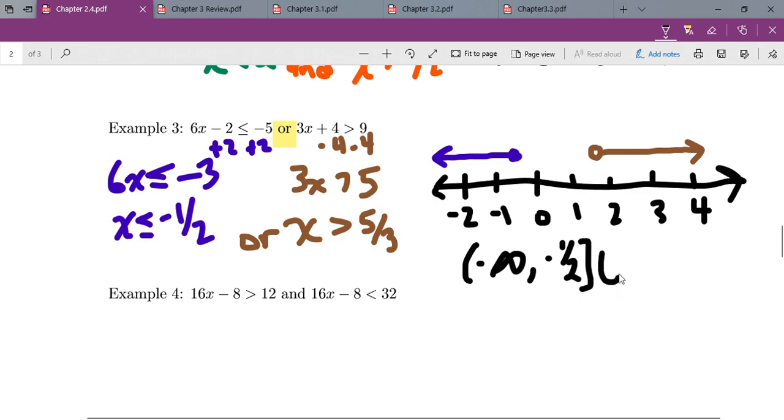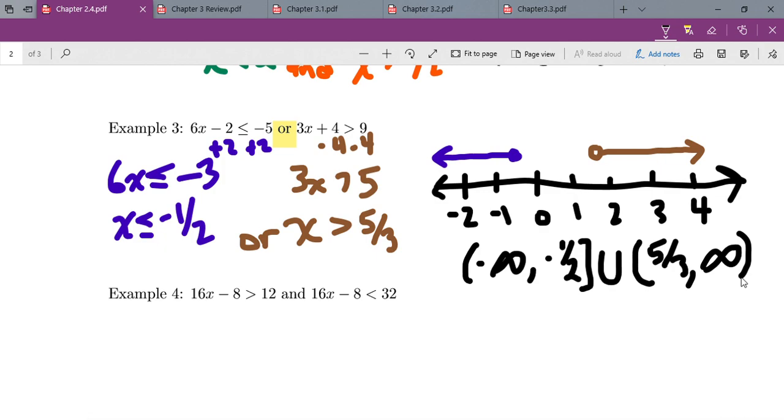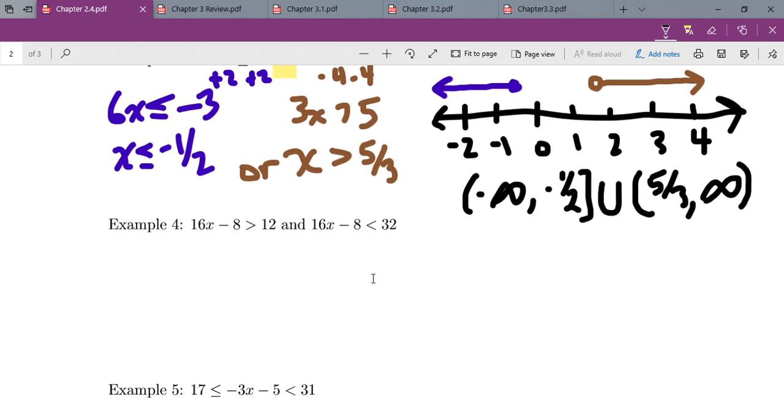And then you could say that's unioned with, we've got parentheses here for 5/3 because it's not equal to, all the way to infinity. And infinities always have a parentheses rather than a bracket on them. So if you wanted to write it as a union of sets in interval notation, that's how you could write it. Or you could replace the union with or. Okay, that'd be fine as well. Depends on how your MyMathLab asks you to input it.